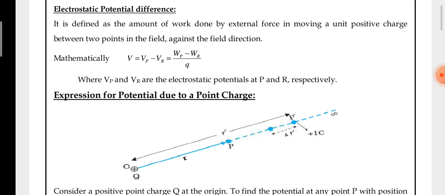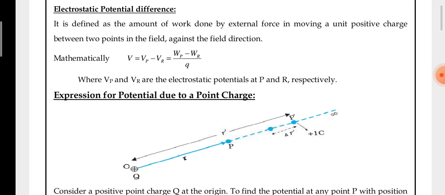From infinity to a given point in the electric field is said to be electric potential. Inside the electric field, from one point to another point, if you want to move the charged particle, that is said to be electric potential difference. Suppose from point R to point P you want to move the charged particle, you are changing the position of the charged particle in the electric field. That's why the potential difference we can write like this.